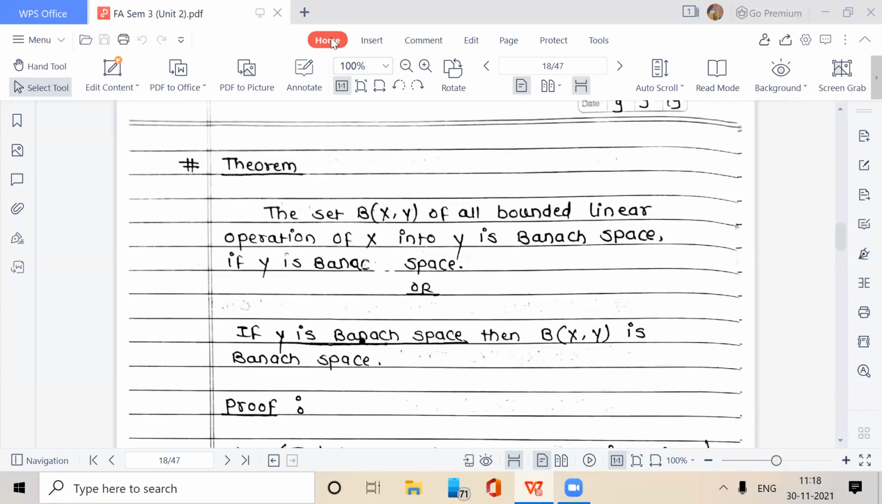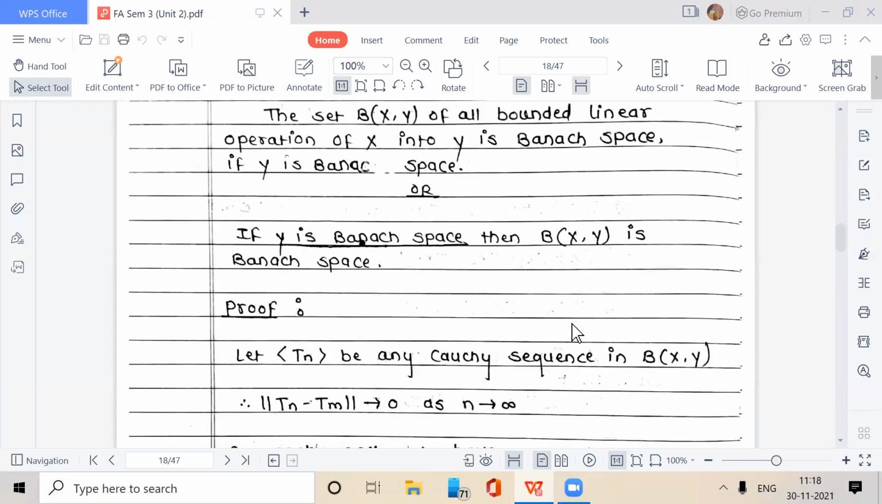Okay. Now see the next theorem. This is the last theorem under this title. The set B of X, Y, that is the set of all bounded linear operators from X to Y, is a Banach space if Y is a Banach space. Write only this first statement. Don't write the second. Proof.